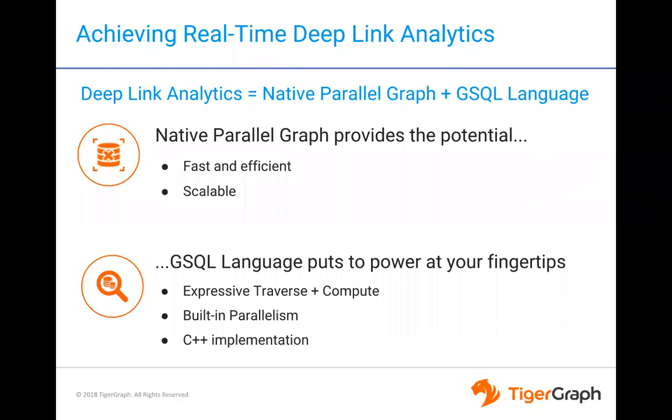But another key element to achieve the Deeplink Analytics is our GSQL language, because you have to be able to harness that capability. So what is unique about GSQL? It's expressive. It's designed not just for traversing the graph, which it does very well, but also for performing computations. It has built-in parallelism.